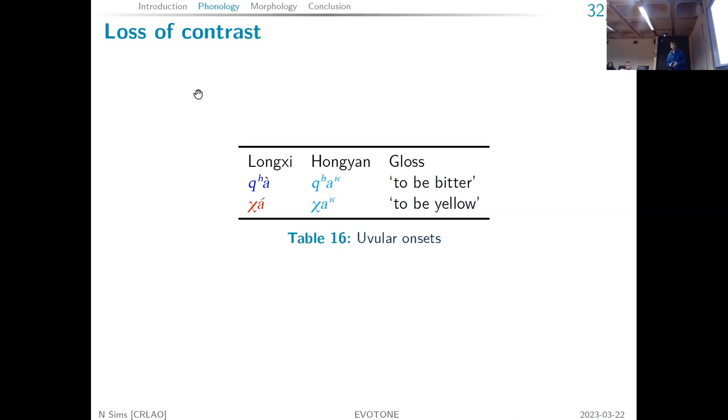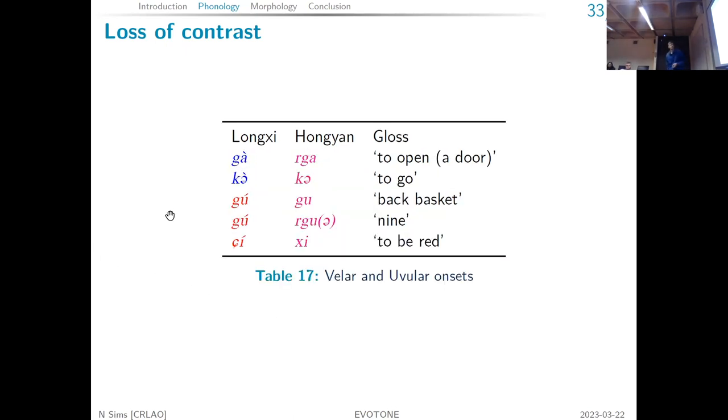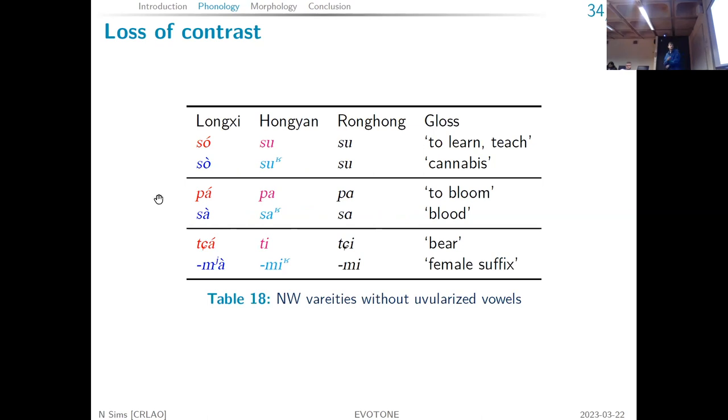The Wongxi varieties with the tone are actually more conservative because they preserve this distinction in all cases, whereas in Hongyan you have two consonants with uvulars and they can't not have uvular vowels. They have to have the uvularized vowels. So this shows that Wongxi is actually giving us more value here. There's more information on the side of Wongxi. And there are some varieties which don't have either the vowel distinction or this tonal distinction. So they just have the same vowels here, and these words are homophones with the same vowel.